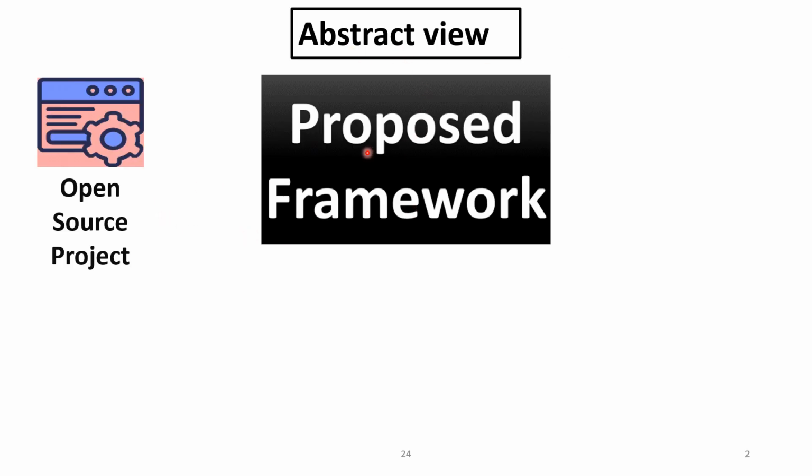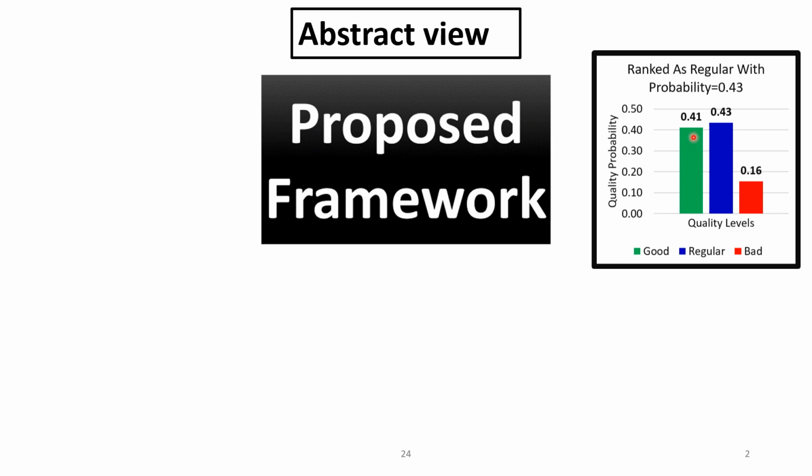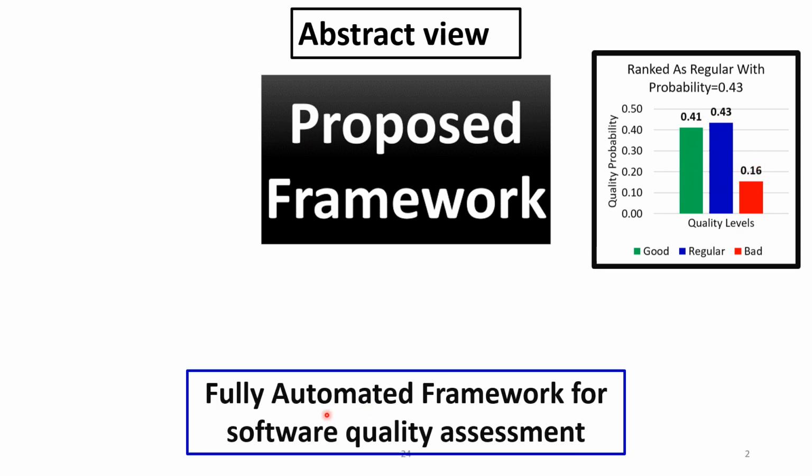To show the framework from the abstract view, if we have an open source project that will be given as an input to the proposed framework, then the output will show the degree of the goodness, the degree of the badness, and how much it is regular. It shows the quality levels as fuzzy information. It is a fully automated framework for software quality assessment.